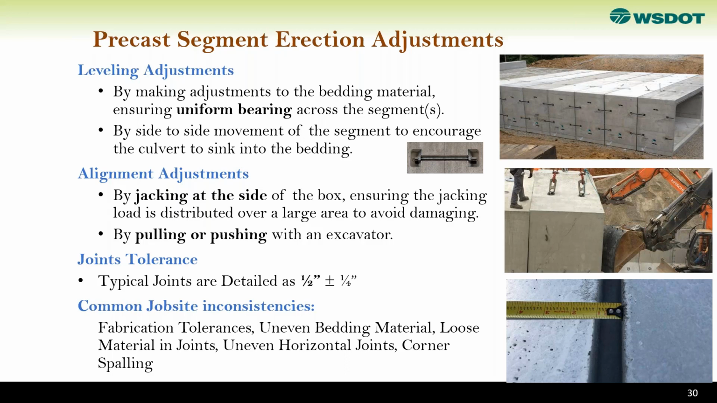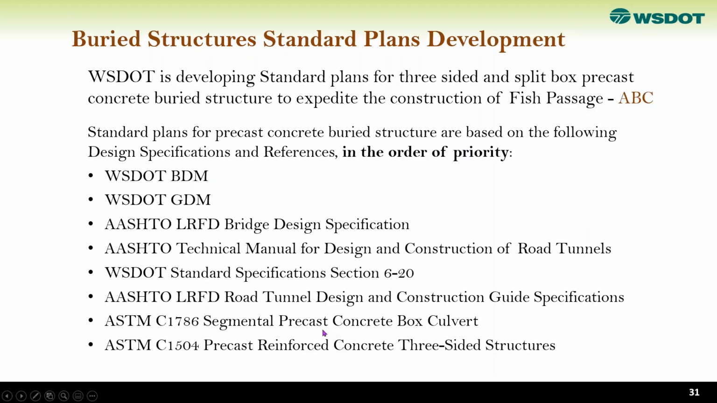And joint tolerances, as we mentioned about the joints. This joint is a ½ inch, plus or minus a ¼ inch. But in real life, that could go more, because we are dealing with a lot of site conditions that need to be considered: inconsistencies on the job site, fabrication tolerance, uneven bedding material, loose materials in joints, uneven horizontal joint, and corner spalling. Those kinds of things should be considered.